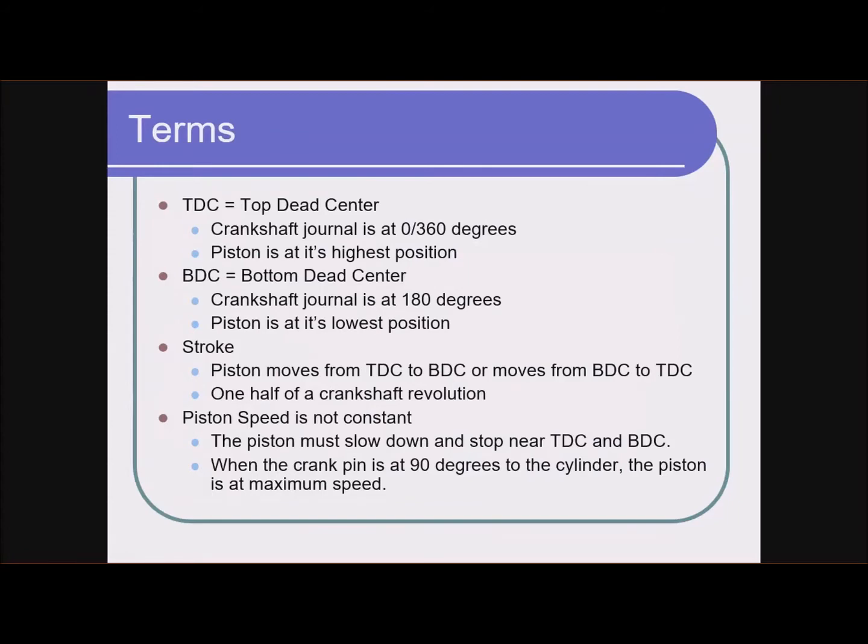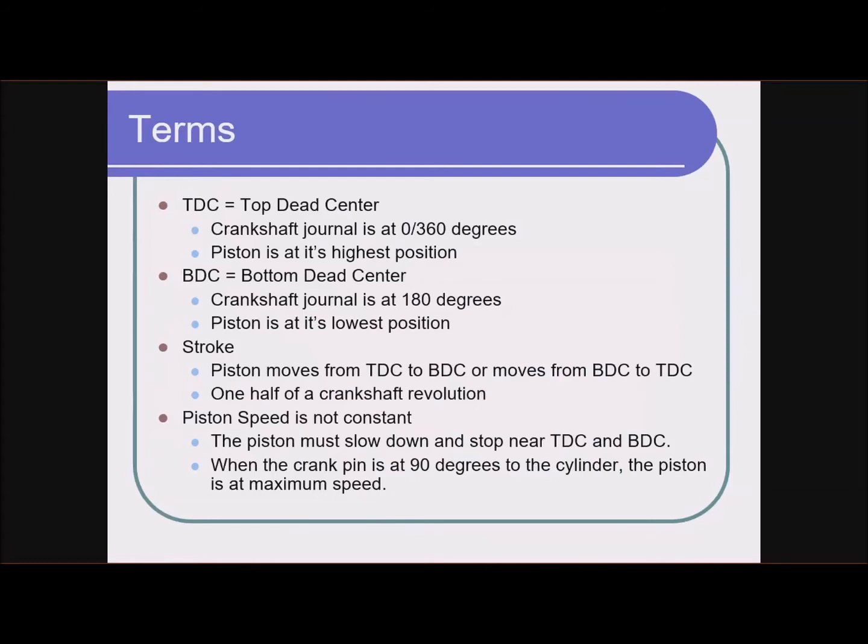And after it goes past the bottom, it's still moving really, really slowly until it accelerates up and reaches maximum speed again halfway up in the cylinder. So there's a big period of time at the bottom of that stroke where the piston is either moving very slowly or not moving at all for a split second there.